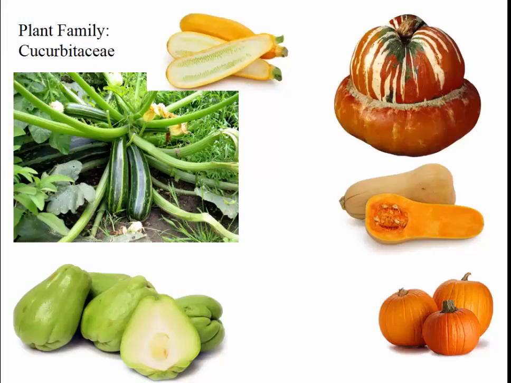The cucurbit family, including yellow squash, zucchini, and a variety of pumpkins and squashes, including the turban squash, the butternut squash, and the pumpkins. And it also includes the chayote, a fruit, but used as a vegetable in soups.